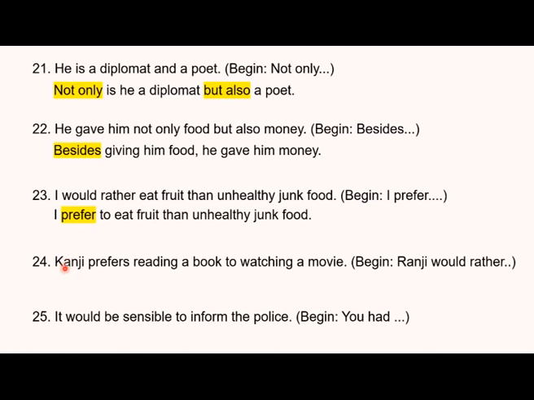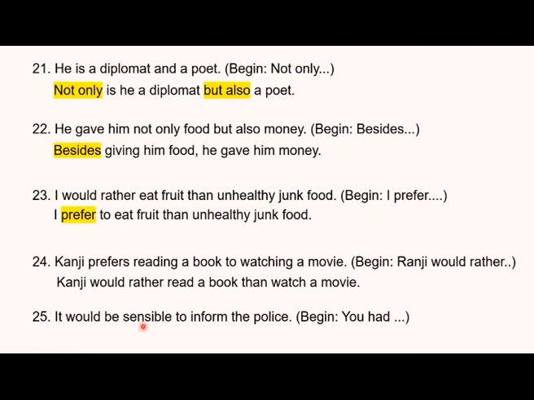Next, this should be Ranji. Ranji prefers reading a book to watching a movie. So here we have "prefers" and it says use "would rather". So the correct answer would be Ranji would rather read a book than watch a movie. So the same concept has been reiterated in this sentence.